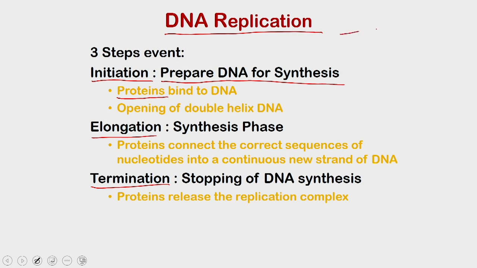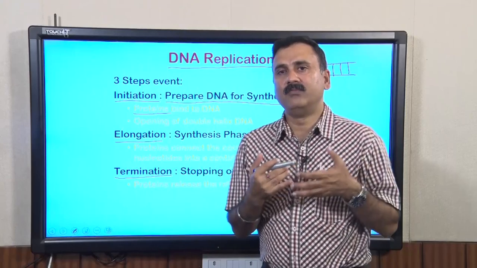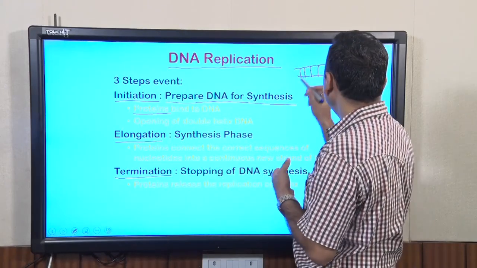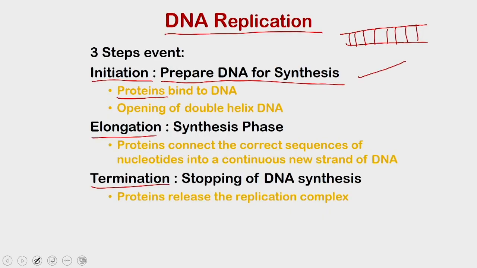If you have seen, the double stranded DNA is helical in nature, and the strands are tightly bound to each other by hydrogen bonding between the bases. So this hydrogen bonding has to be broken so that the DNA opens. These proteins bind to the DNA, and in the next step they open it in such a way that the DNA sequence becomes accessible for the synthesis.